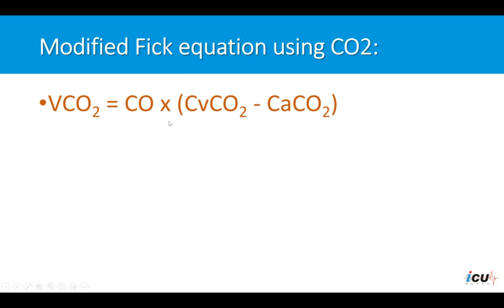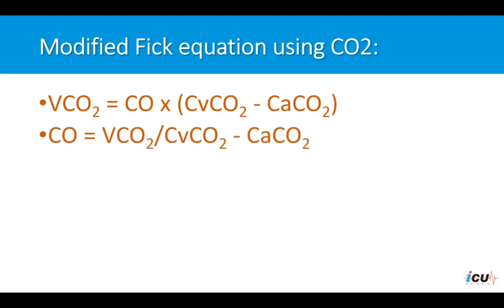So if you multiply the cardiac output by the venous CO2 content minus the arterial CO2 content, you get the CO2 production here, not the consumption, it's the production. And you can rearrange this, and the cardiac output would be the CO2 production divided by the difference between the venous and the arterial CO2 content.